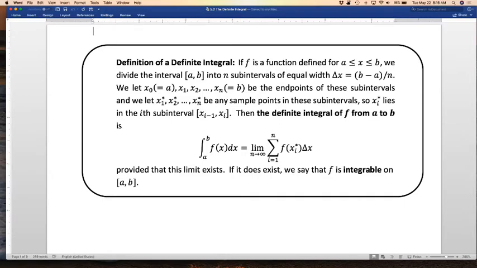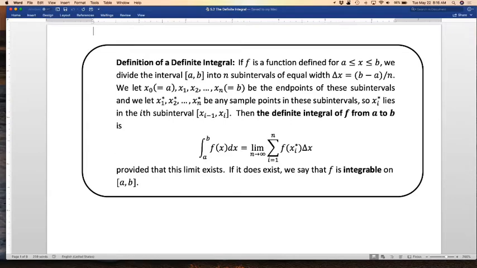And we let x1 star, x2 star, and all the way up to x sub n star be any sample points in these intervals, so that x sub i star lies in the ith subinterval. Okay? So x sub 2 star is some sample point in between x sub 1 and x sub 2.